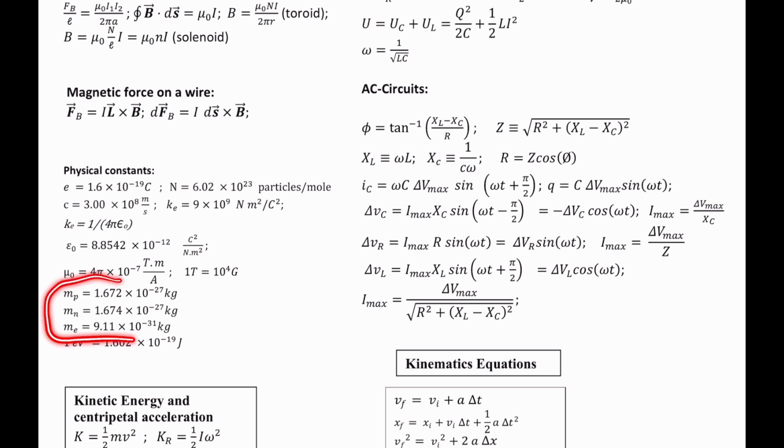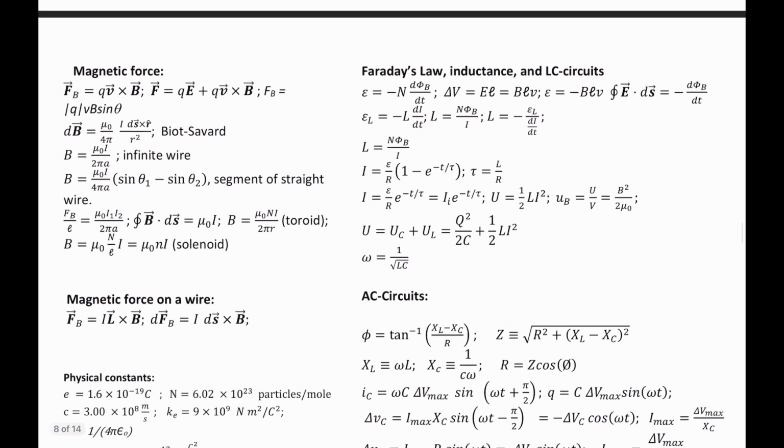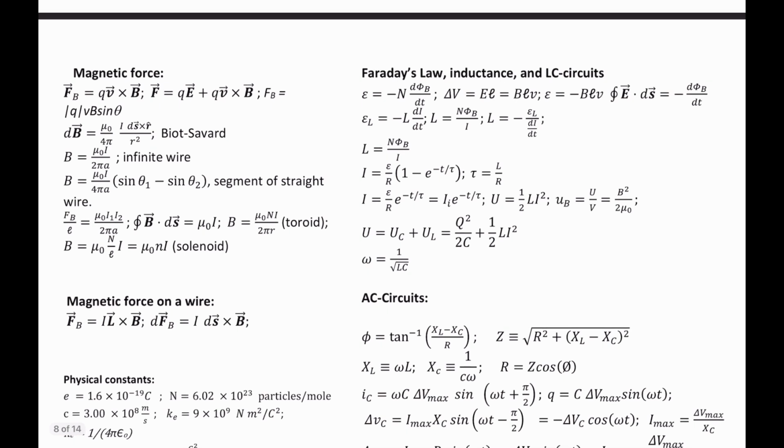Then we have 3 things for mass. Pretty simple. Mass of the proton, mass of the neutron, mass of the electron. Different masses, all of them in terms of SI units, kilograms. 1 electron volt equals this number of joules. So this is energy conversion. And like I said, let's say you're looking at some equation here. Let's say you're looking at, for example, infinite wire, and you're like, oh shit, I don't know what the units for the magnetic field are.